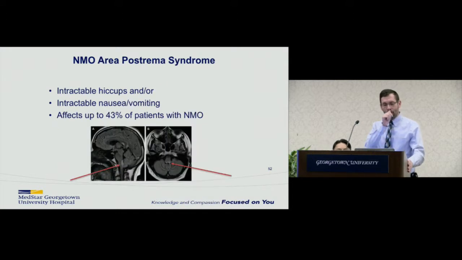The area postrema syndrome is very interesting. So this is pretty unique to NMO. We tend not to see this in MS. And this is a tip-off that we might be dealing with NMO when patients have intractable hiccups or intractable nausea or vomiting. They might end up seeing a gastroenterologist because they've had recurrent bouts of unexplained nausea and vomiting, and the gastroenterologist can't figure out why they're having this. And then when we get the MRI, it might show brainstem inflammation suggesting that they have NMO.